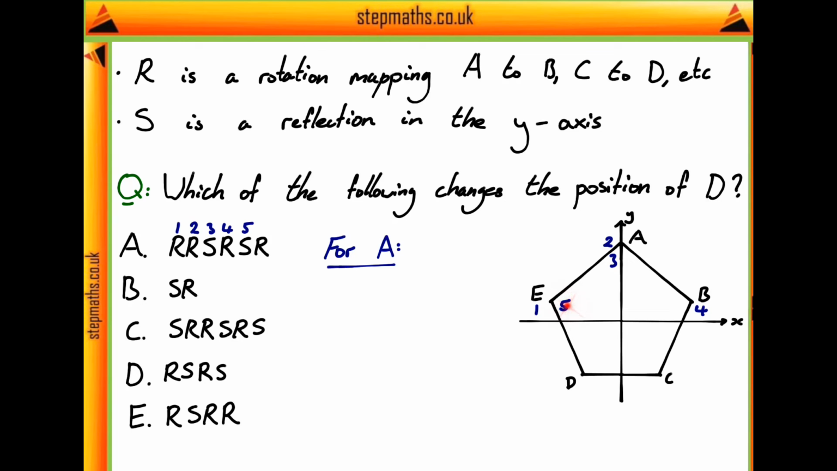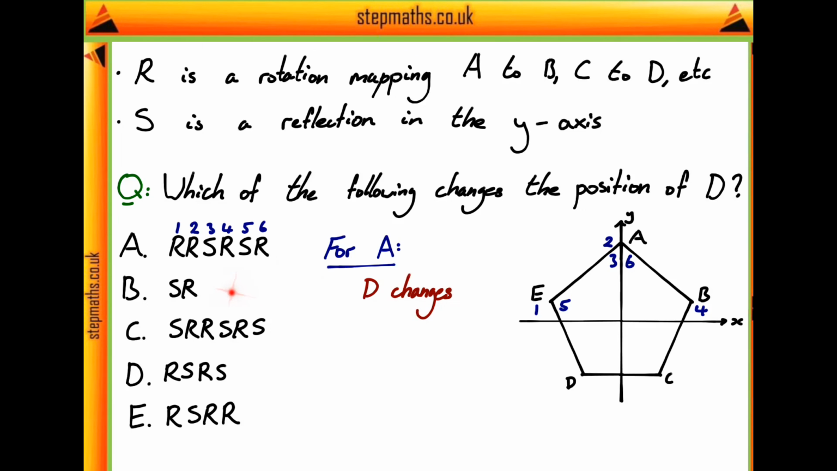Finally then, we just have one more rotation in the clockwise direction, which we can just use our same rule again, and moving 1 point clockwise, we just get to this final position here, which is where A initially started. So what that means is that D is at a different position to where it started, and therefore A is going to be the correct one, since it moves the position of D.